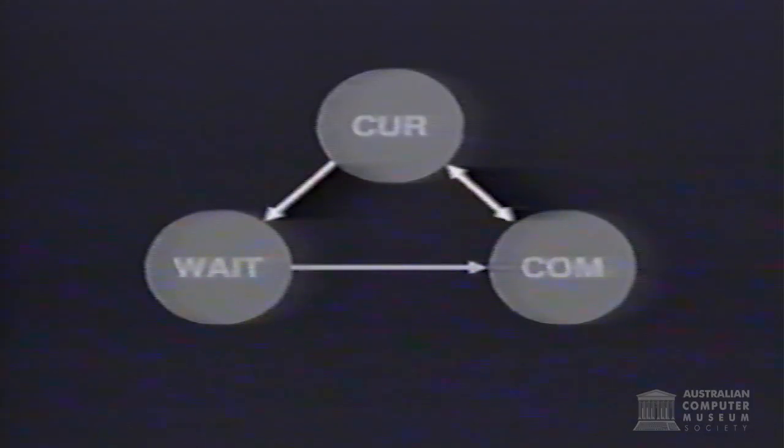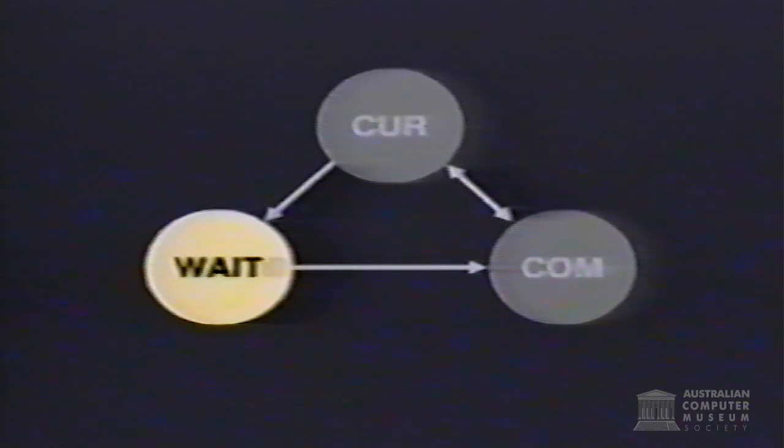A process leaves the current state either by going into a wait state or by going back to the computable state. A process stops executing because a more important process is ready to run, because the process's time is up, or because it's waiting for an event.